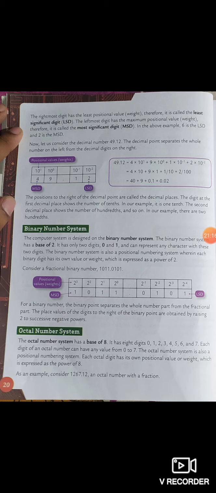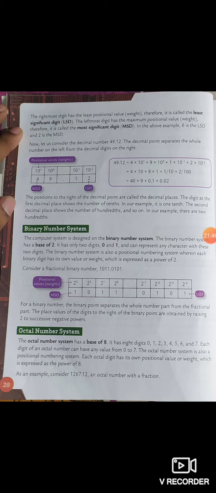So the octal number system is also a positional numbering system. Each octal digit has its own positional value or weight, which is expressed as a power of 8. As an example, consider 1267.12, an octal number with a fraction. You can see here that they used only digits between 0 and 7.